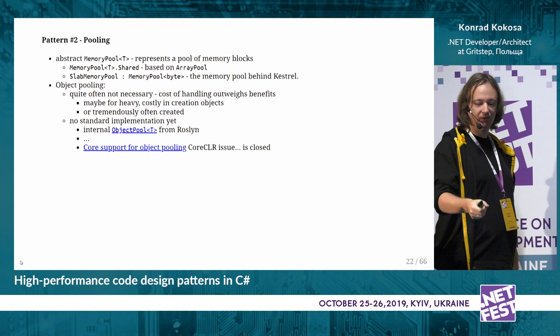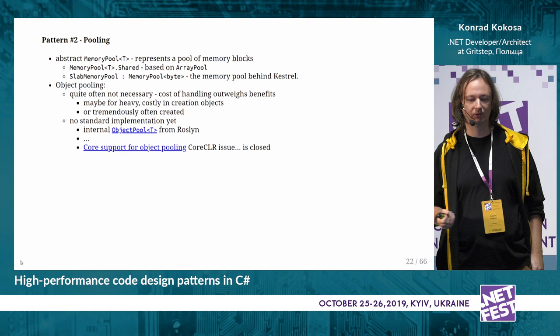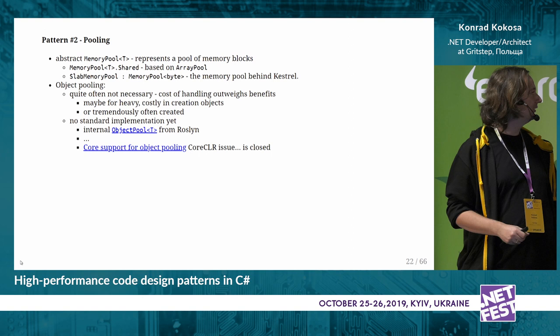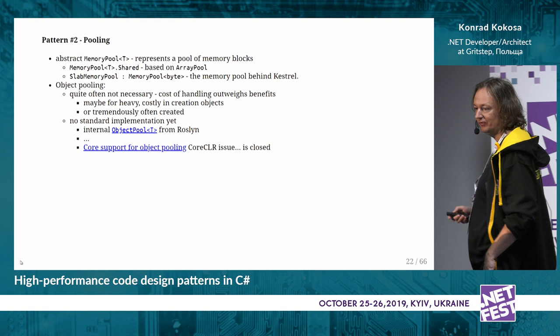But, for example, you can copy-paste the object pool code from the Roslyn codebase and use it, because there is currently no public API for object pooling in .NET. There was an issue to do such a thing, but unfortunately it was closed. So maybe in the future such an API will be provided.